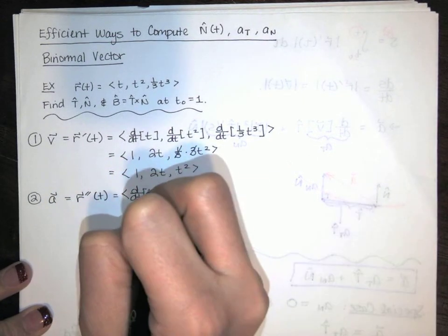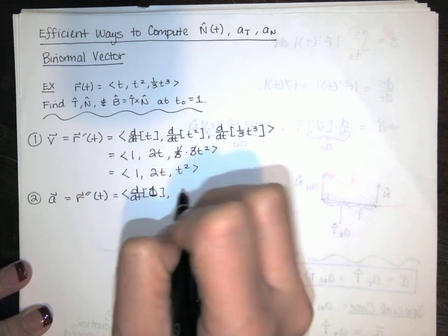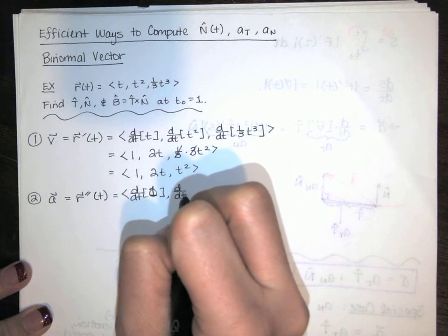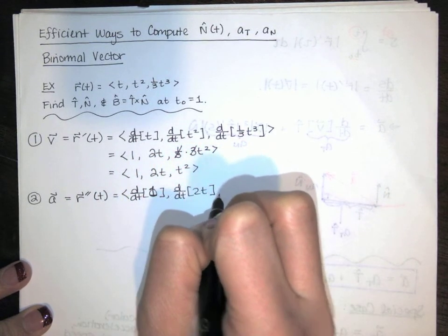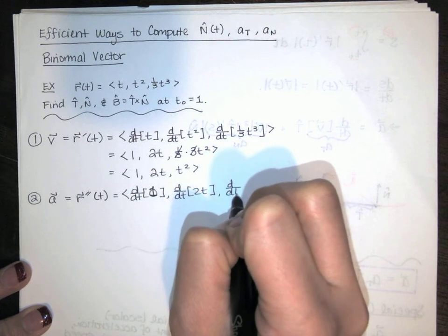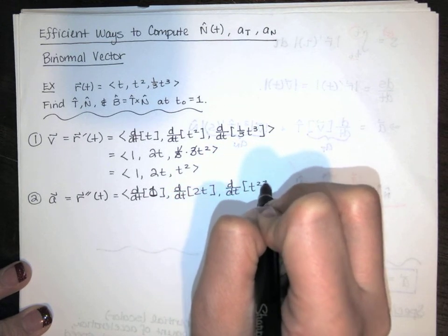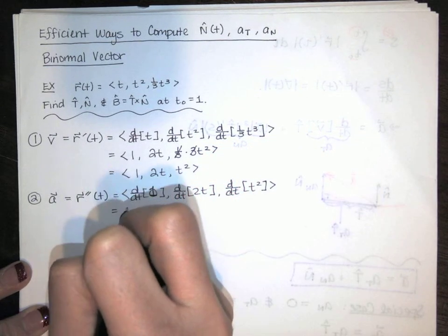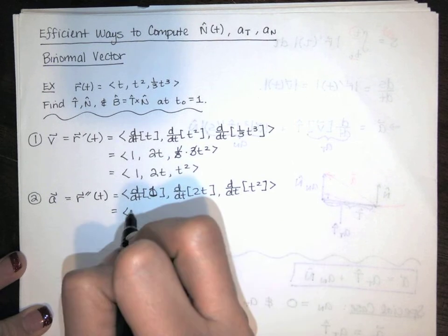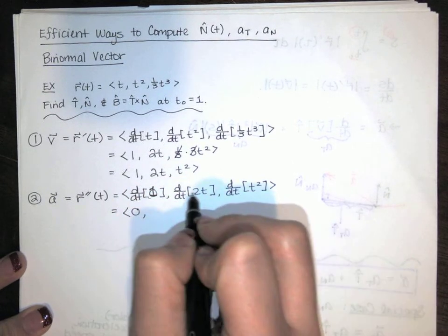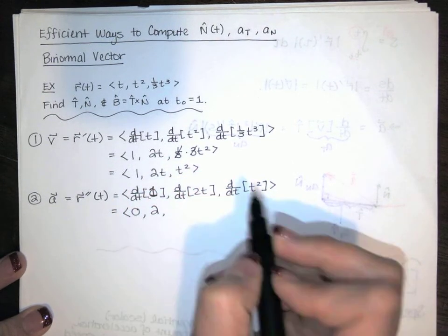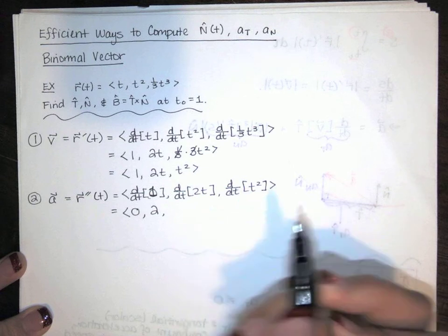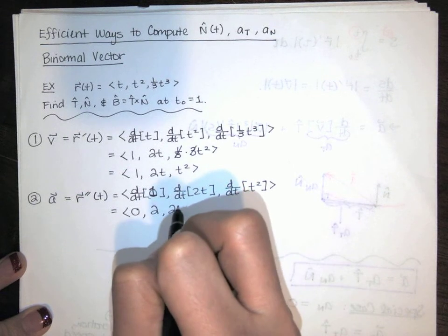So I get, oh whoops, I already did it. Derivative of 1 for my x component, derivative of 2t for my y component, and derivative of t squared for my z component. Derivative of 1 is 0. Derivative of 2t is 2, and the derivative of t squared is 2t.